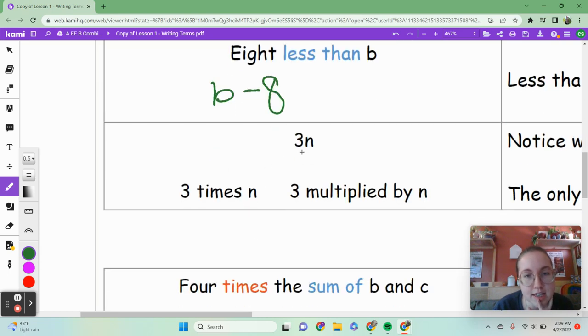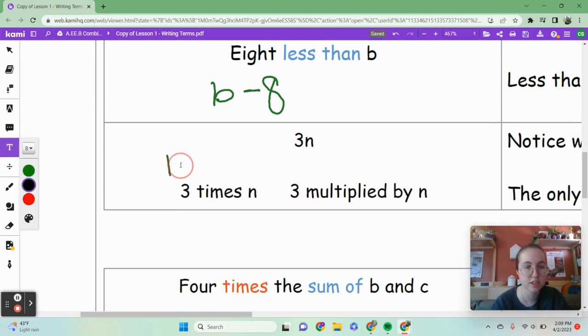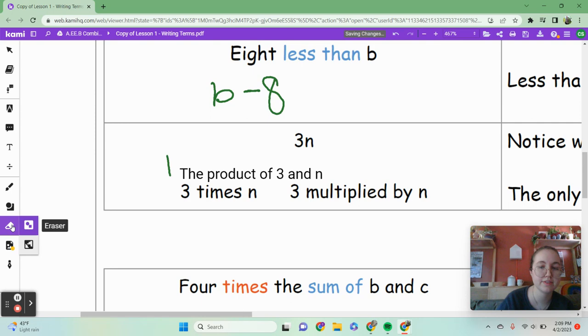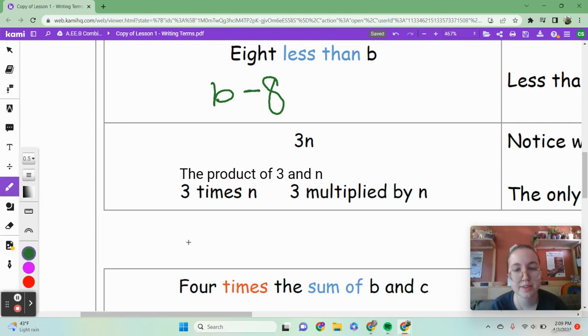For this next one, if I have 3n, that either means 3 times n, 3 multiplied by n. It could also be the product of 3 and n. That's another way that we can say that. That's a fancier way of saying that.